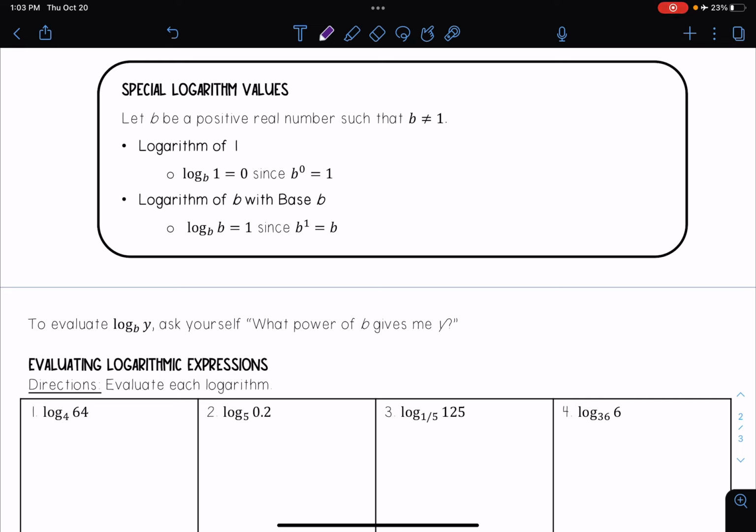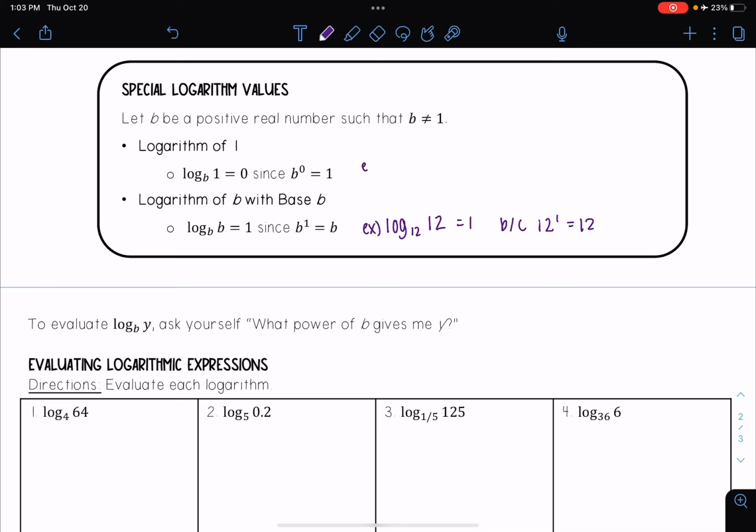And if I'm taking the logarithm of b with base b, this is always going to equal 1, because b to the first power is equal to b. So for instance, if I had log base 12 of 12, that's going to equal 1 because 12 to the first power is equal to 12.